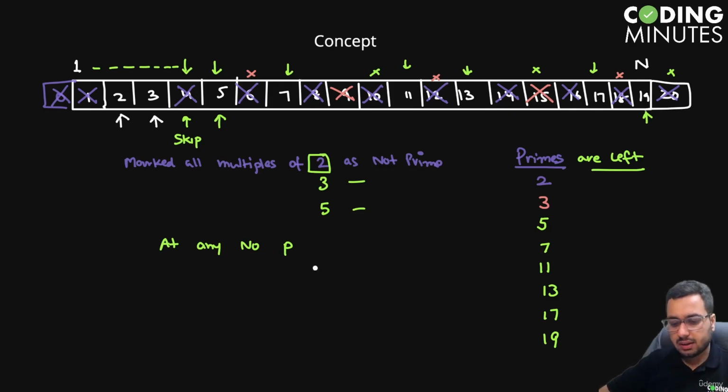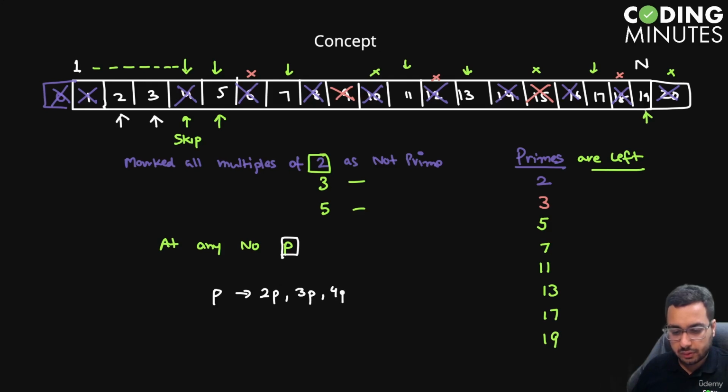So we mark the multiples. So what are the multiples? If the number is p, the first multiple would be 2p. Then it would be 3p, then 4p, 5p, and so on. So effectively for 5 the multiples are 10, 15, 20, 25, 30, and so on.